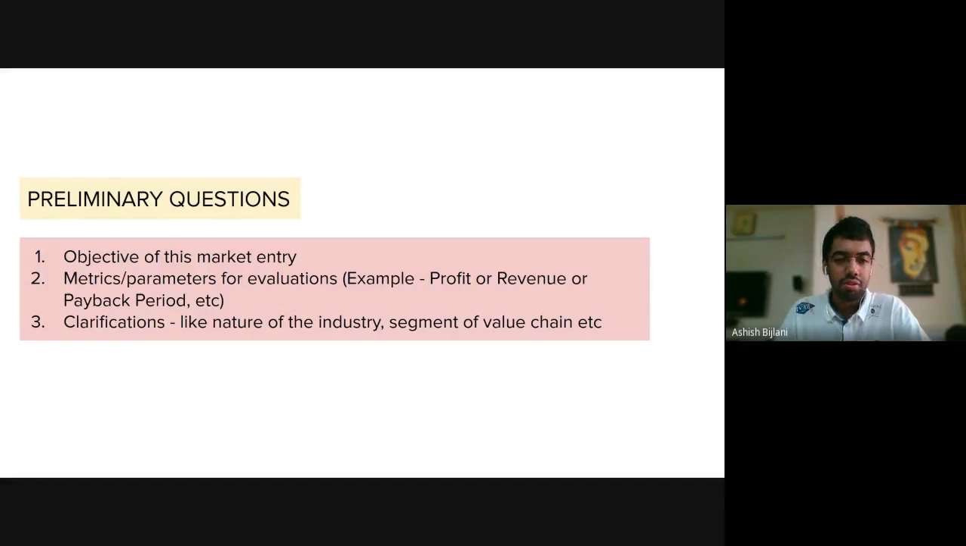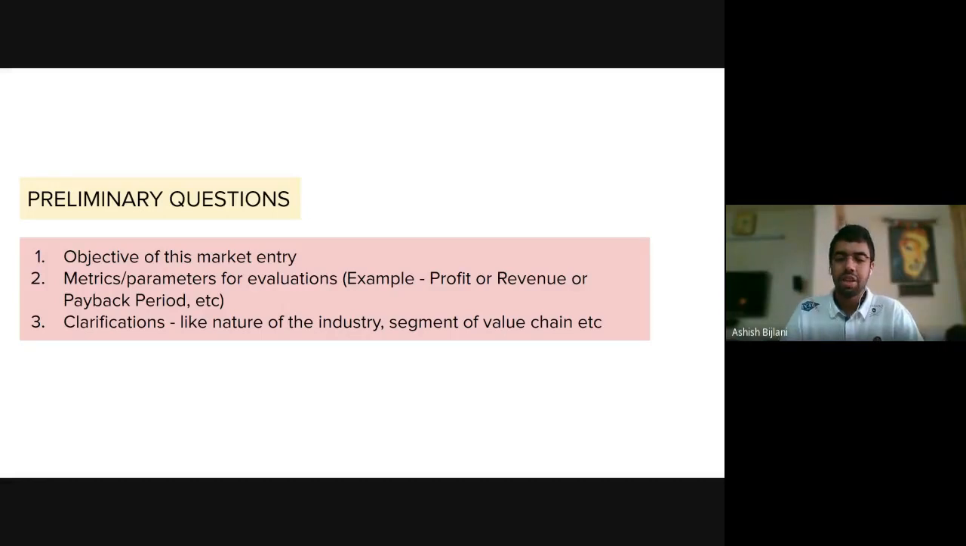The next question is, when you are solving the case, you need to understand how you are going to evaluate that the market is viable or that it is something you should do. So there has to be some key parameter, some key metric that will be utilized for evaluation. Examples of these, as mentioned, can be something like profit, revenue, payback period, etc. All of which we'll discuss moving forward. And again, this is something that you would ask, scope out, and have the interviewer set for you so that you know you're in the right direction.